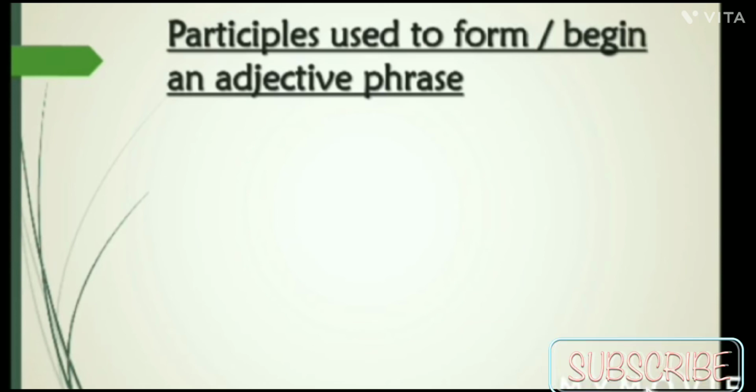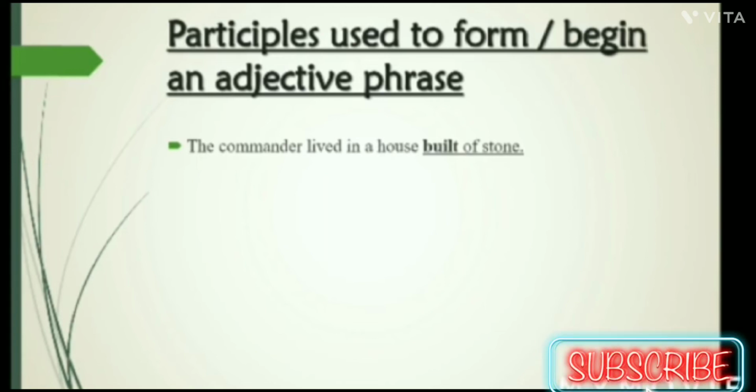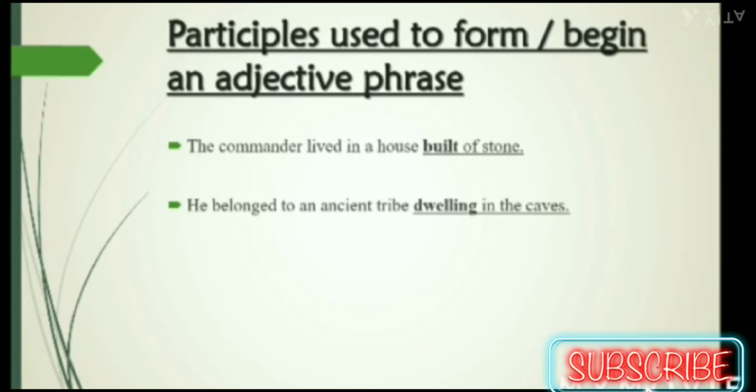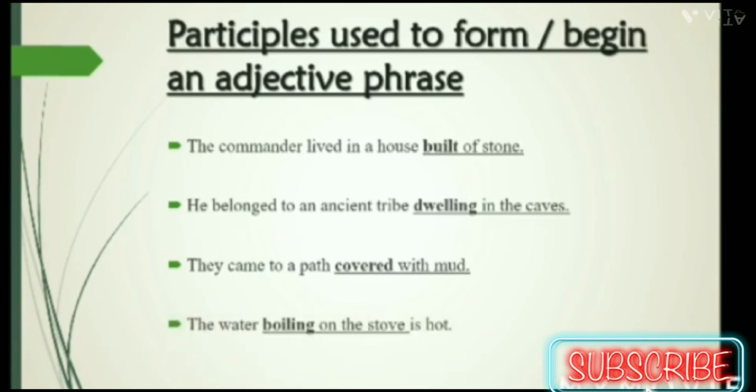Participles used to form or begin an adjective phrase. They lived in a house built of stone. Built of stone, a participle phrase, an adjective phrase modifying house. Next one, he belonged to an ancient tribe dwelling in the cave. Now, tribe is a noun and dwelling in the cave is a phrase that is modifying tribe. They came to a path covered with mud. Covered with mud is a participle phrase and it is modifying path.